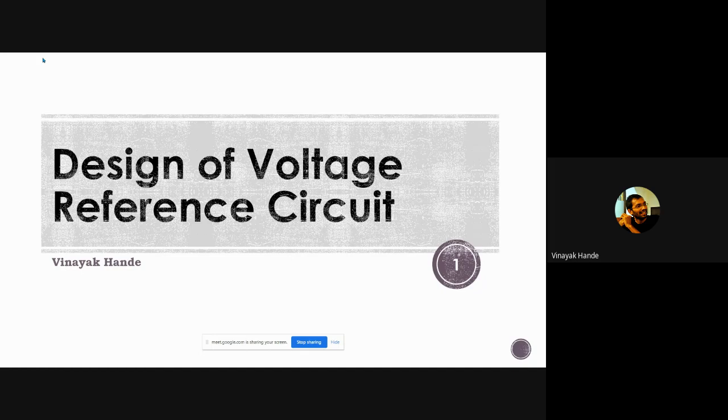Myself Vinayak Khande, and yesterday also we met and we have discussed some interesting facts about the operational amplifier. Today and tomorrow we will discuss the design of voltage reference circuits. Today we'll try to establish a base to understand how to design a voltage reference circuit from scratch. And tomorrow we will discuss what progress and advancements have happened in recent days for voltage reference circuits, right? Okay, then we'll start over here.